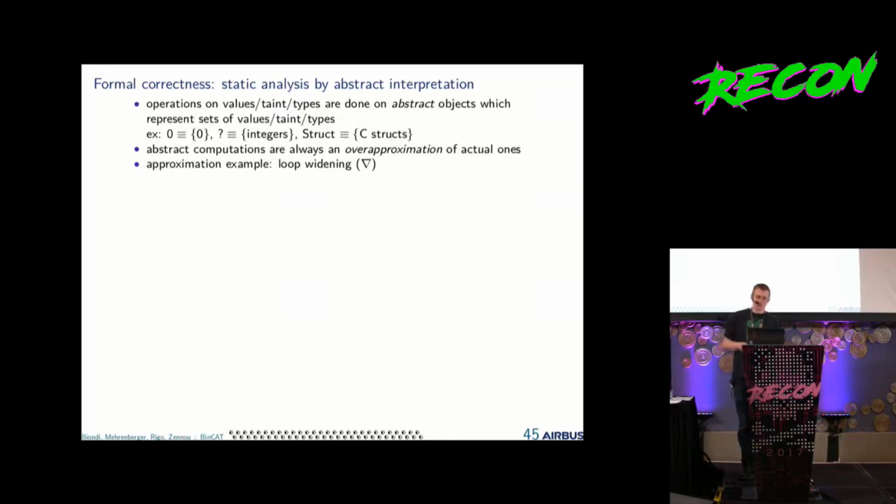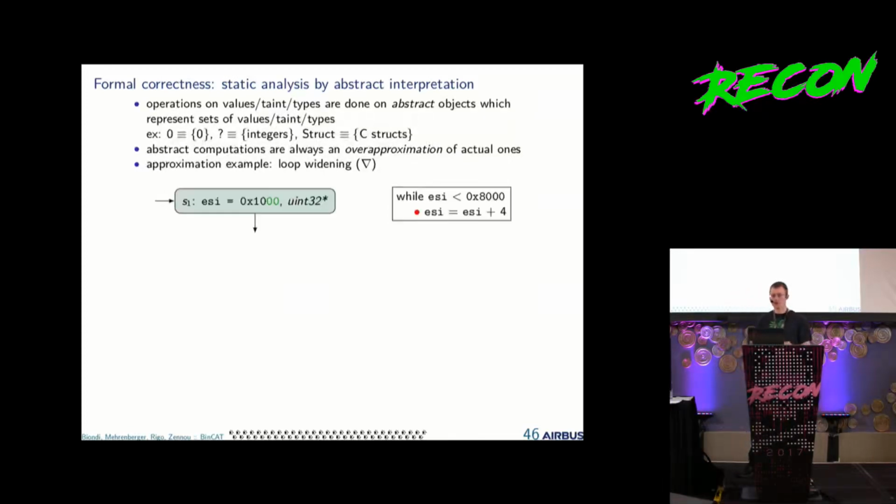So we are going to see an example of how we can approximate loops, which will show you why the analysis will actually terminate. That's called loop widening. On the right, you have the loop that we are going to analyze. It's pretty trivial: while ESI is less than 8,000, increment ESI by 4. And the red point is where we are going to run the states on the left.